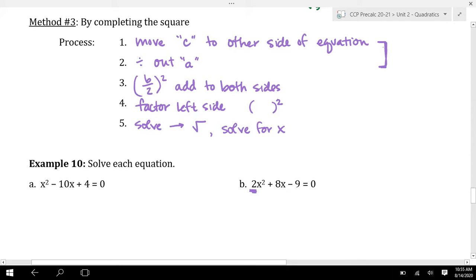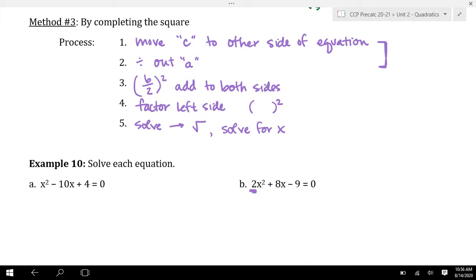Okay, so c gets moved over. Divide out your a in any order. Half of b squared is added to both sides. Factor that left side. It should be something squared. Then we will just do our solving. So we'll square root both sides and then just continue the solving for x process. Okay, so that's how we will complete our square.